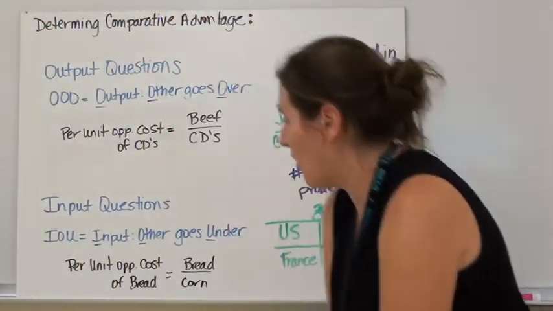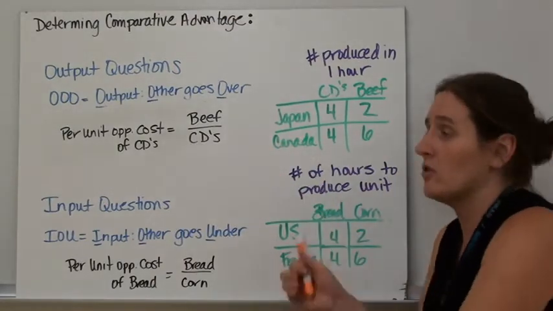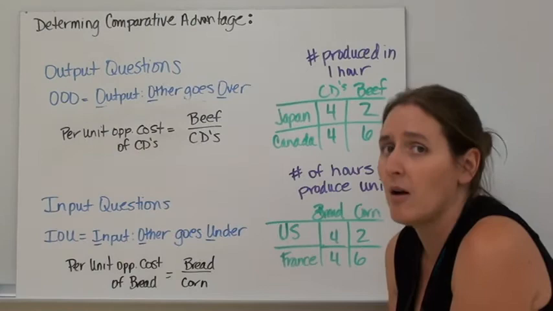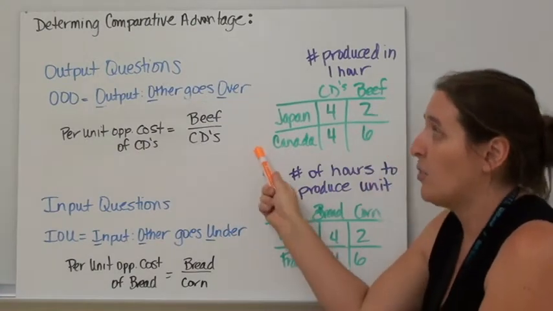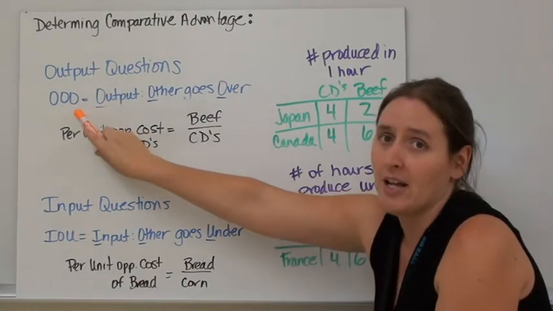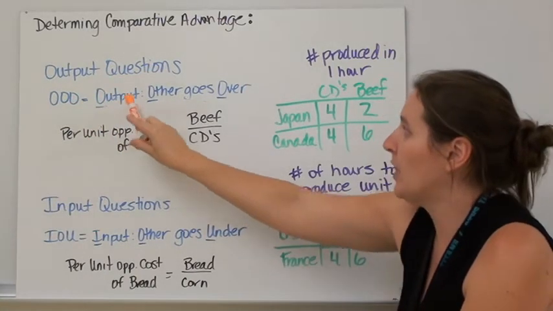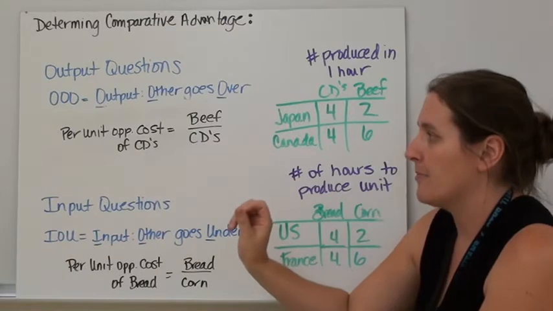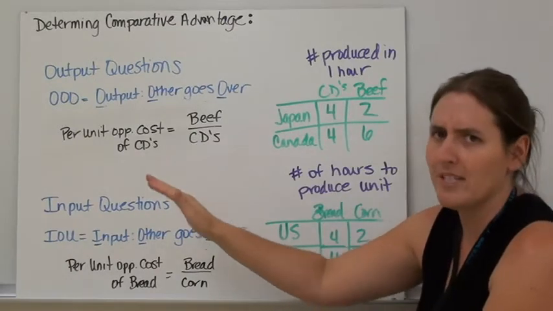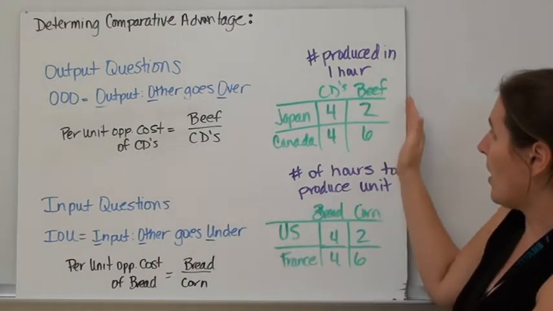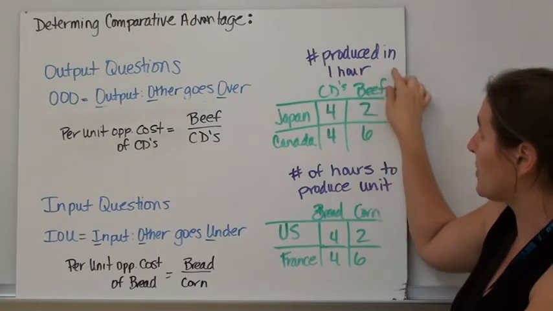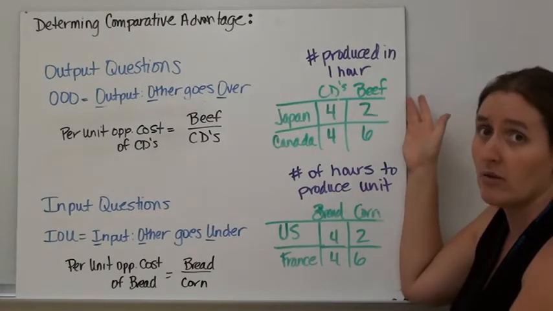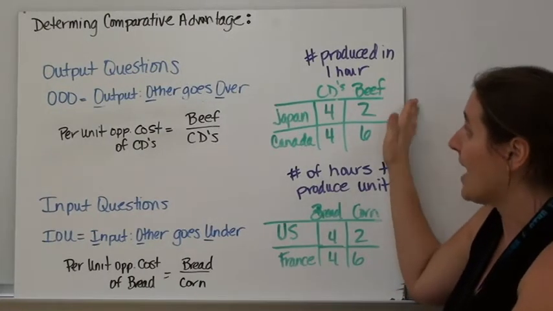All right, now when you're determining comparative advantage, when you're doing that division, it's very important to look at the type of problem that you've been given. If it's an output question, you need to remember the acronym OOO. Output, other goes over. It's just like the pizza one that we did and the one we did before that, okay? So this problem is the number produced in 1 hour, the number of CDs produced in an hour, the number of pounds of beef produced in 1 hour, or whatever, okay? So this is an output question.